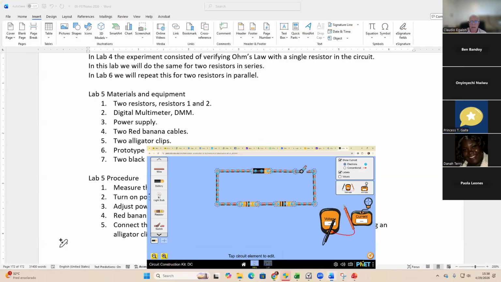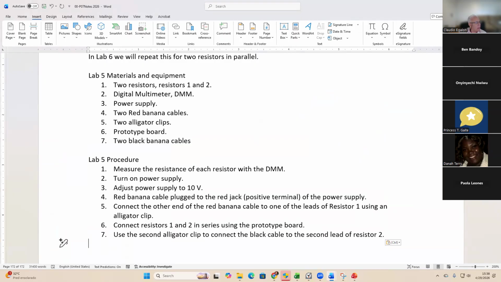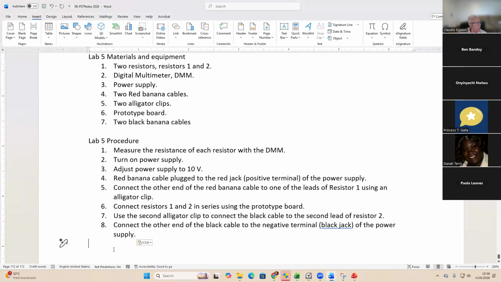And connect the other end of the red cable. Connect resistor 1 and 2 in series using the prototype board. Use the second alligator clip to connect the black cable to the second lead of resistor 2. Connect the other end of the black cable to the negative terminal of the power supply. We close the circuit.